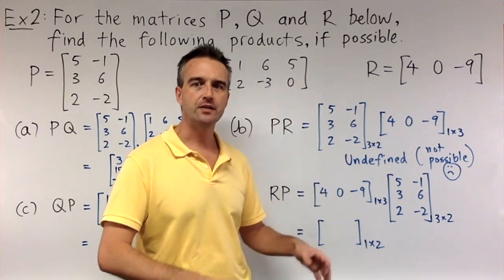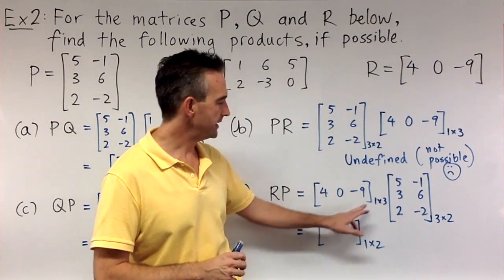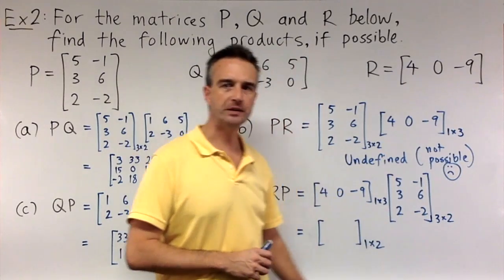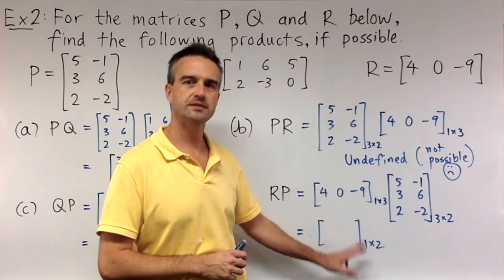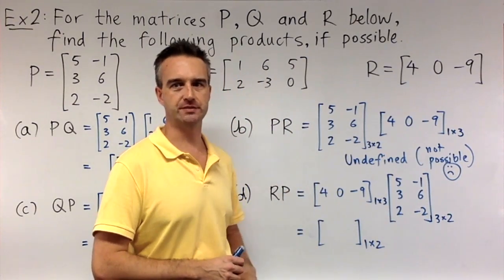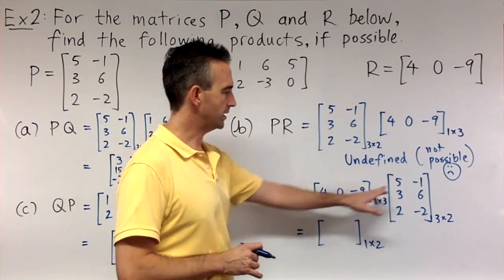So looking at these, the result of our multiplication is going to give a 1 by 2 matrix, like this. It's actually going to be a row matrix, isn't it? Let's do it. 4 times 5. Again, everyone, here's another chance to work out the answer before he does.